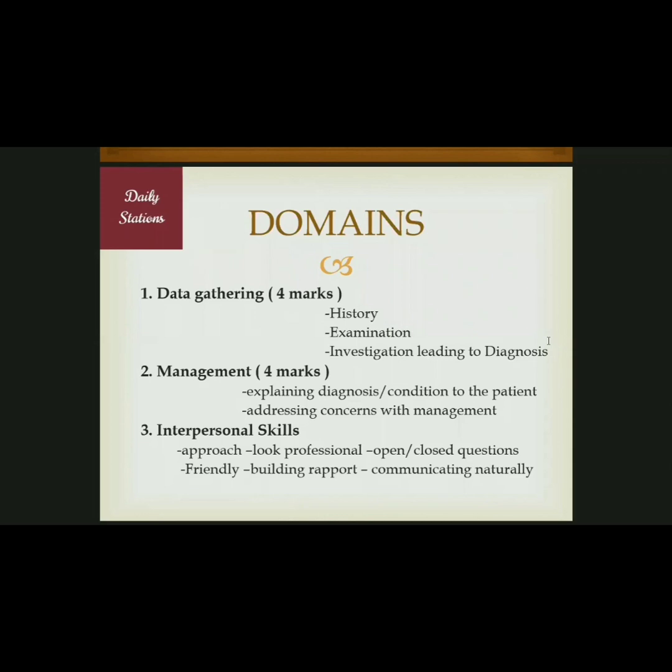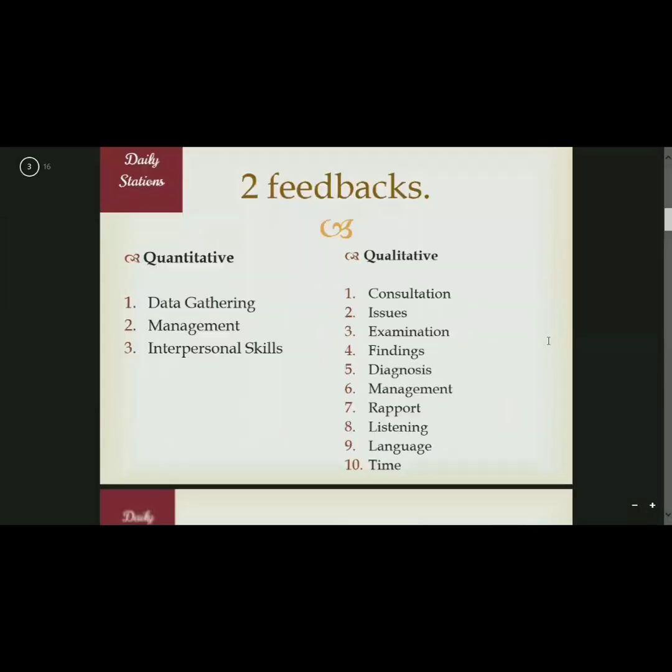Now we'll discuss the qualitative criteria as well. These are two types of feedbacks that you'll be given in your scorecard. When you get your Plab 2 result, there will be these two criteria in which you will be marked. The quantitative we discussed. Now this is the qualitative feedback. We'll discuss this one by one. You'll be marked on your consultation, issues, examination, the findings, diagnosis, management, rapport, listening, language, and time.